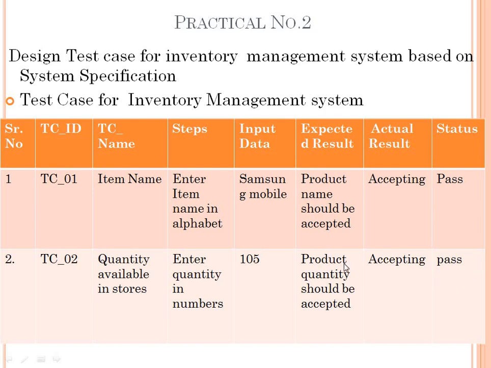If there is a requirement of 106 or 110, and the product quantity is not accepted, then status is fail. Here the test case name is the quantity available in stores. Then the step is enter the quantity in numbers. We can enter only numbers, not characters. The input data is 105, then expected result is product quantity should be accepted. If this product quantity is accepted, then status is pass, otherwise status should be fail.